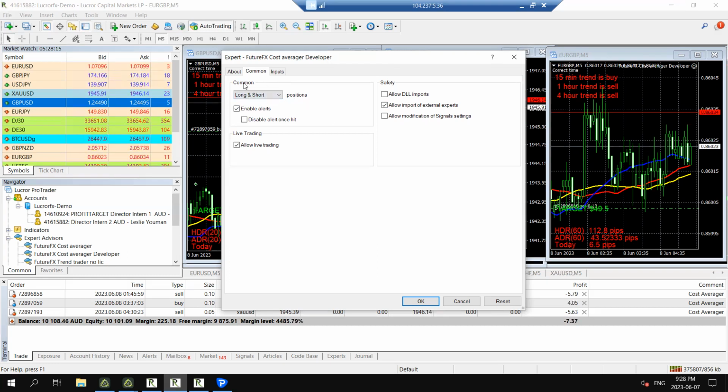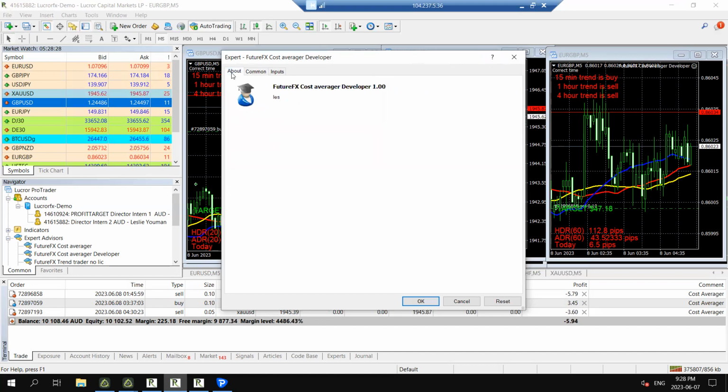And even if you don't use that on Cost Averager, this features on every single EA, and on other EAs you might find good uses for that as well. So I just wanted to mention it. In the About section, that's where you'll be able to find the version number.